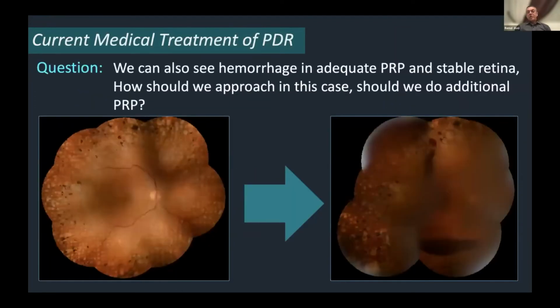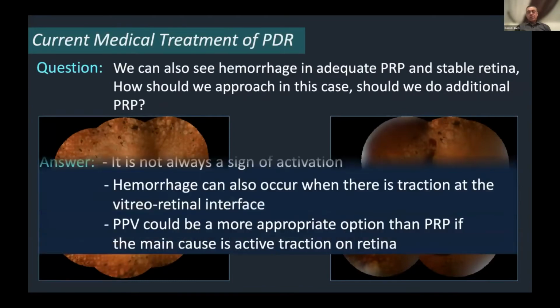And we can also see hemorrhage despite adequate PRP and a stable retina after many years. How should we approach this case? Should we do additional laser? I think it's not always a sign of activation, and hemorrhage can also occur when there's traction on the vitreoretinal interface, and we can check the vitreoretinal interface with structural OCT. If there is traction, we should prefer vitrectomy instead of laser treatment in this patient.